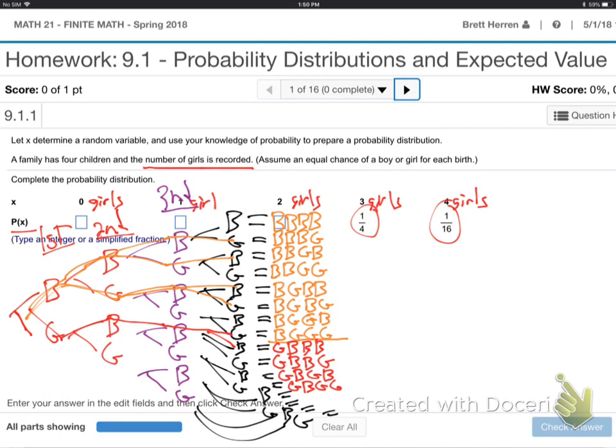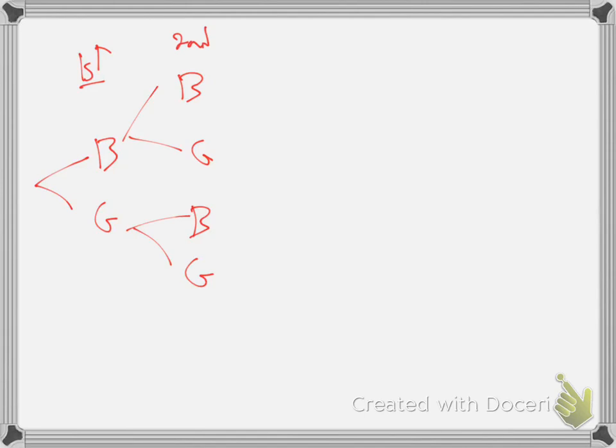This is getting crazy. I should have made this bigger. Let me try again. Sorry, it's just running out of room terribly. All right, first child, boy or girl? Second child, boy or girl? Third child, boy or girl?